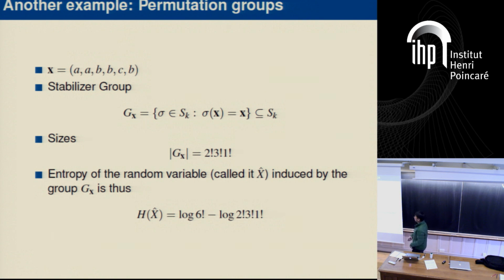And after that, calculating the entropy of the random variable induced by the subgroup is just straightforward. Just take the size of the whole permutation group, which is 6 factorial, since you can permute any of the 6 indexes, divided by the size of this subgroup. That's the logarithm of this value.